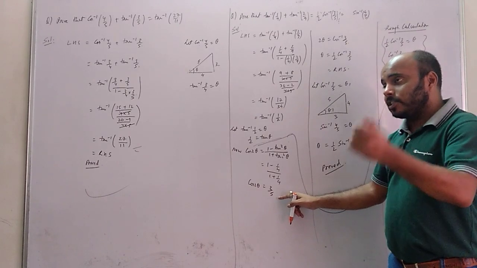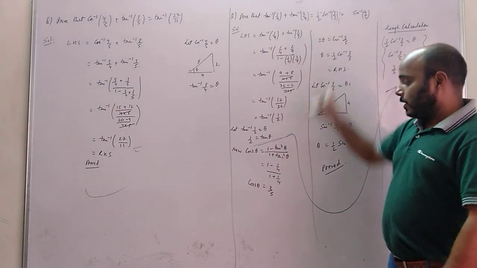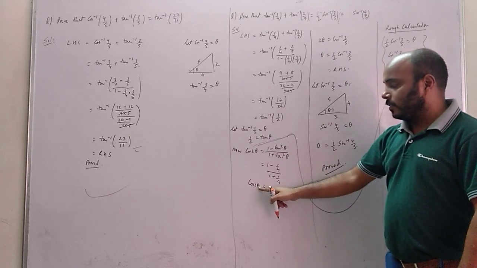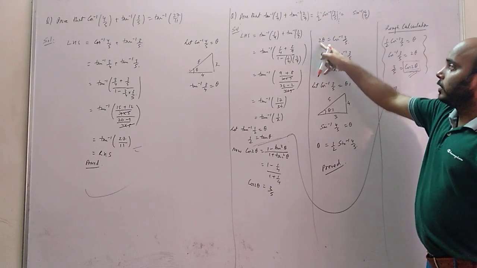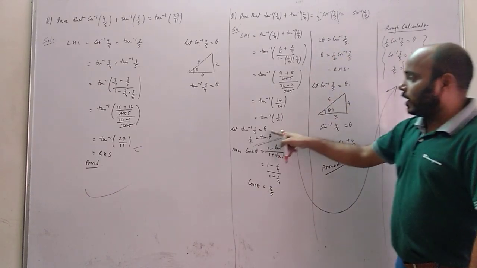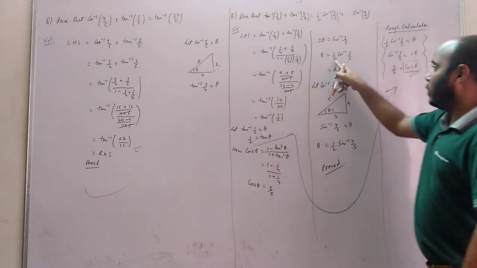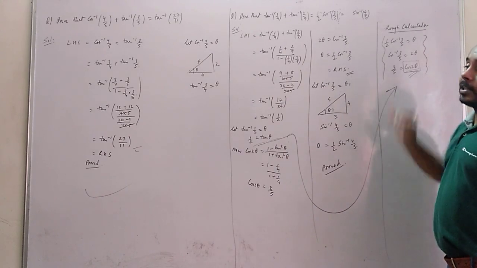But we need to prove LHS equals RHS. LHS is theta, RHS is half something. So from here, get the value of theta. First the cos will shift: cos inverse 3 by 5 equals 2 theta. Then the 2 will shift, so theta equals 1 by 2 cos inverse 3 by 5. Now theta was the LHS, and this is the RHS. Proved. Okay, you understood?